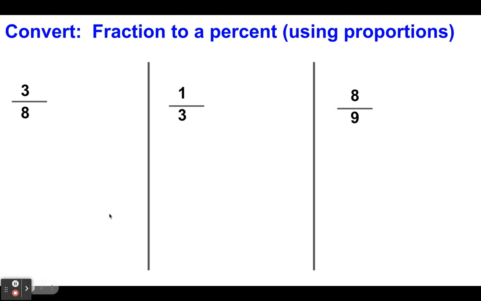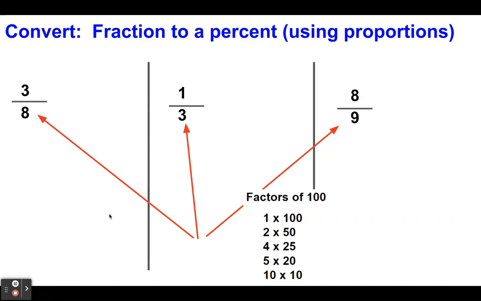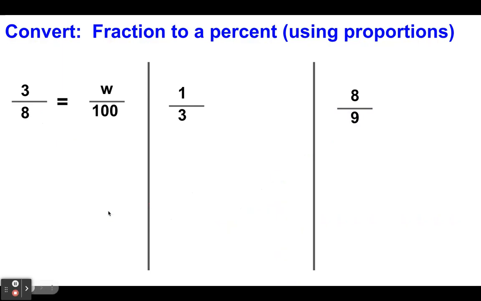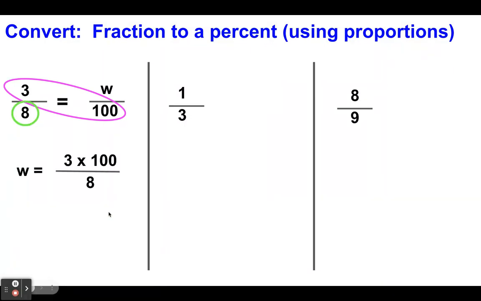What if I have these, where none of them are factors of 100? Well, let's set up our proportion. And this is the case where, since I don't have a common factor, I cross multiply and divide by the lonely guy. So that's what I would do to get that answer: 3 times 100 divided by 8. Again, set up this one. How many out of 100? Cross multiply, divide by the lonely guy.